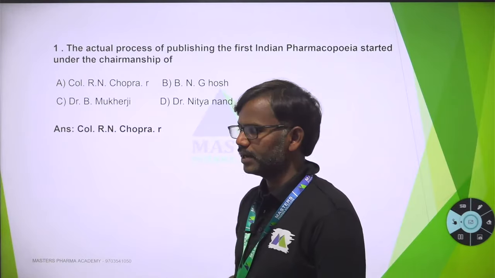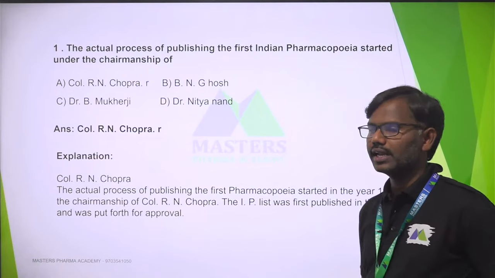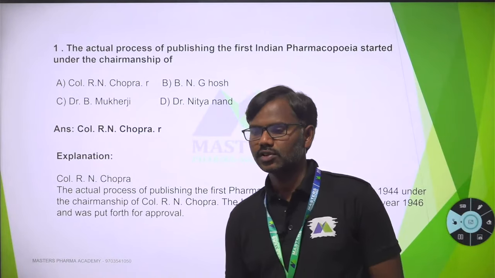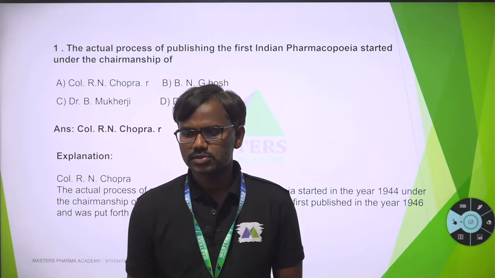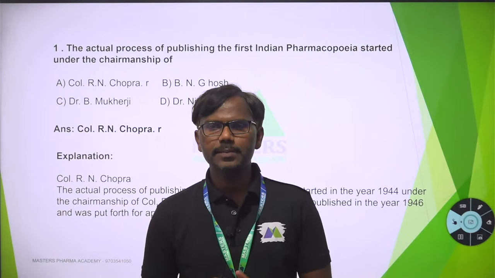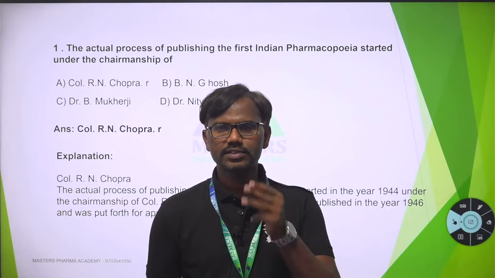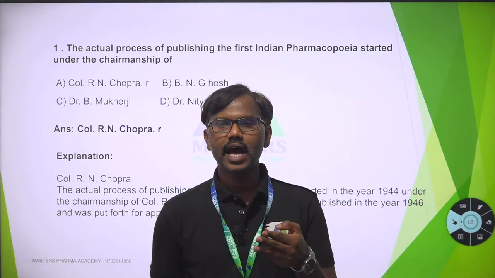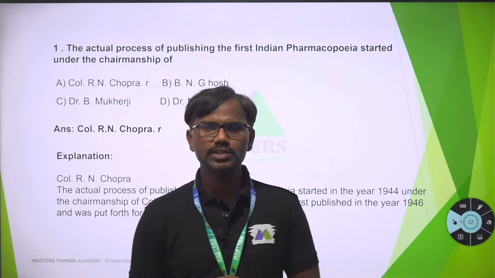He is the first person who started Indian Pharmacopoeia when the IP was formed, and it was published in 1946, put for approval under the chairmanship of Chopra. Remember this, a very important basic question. In the IP, you must remember the edition years: first edition, second edition, third edition, in which year each got published, and then the amendments. What amendments were made to the editions? You must remember this.